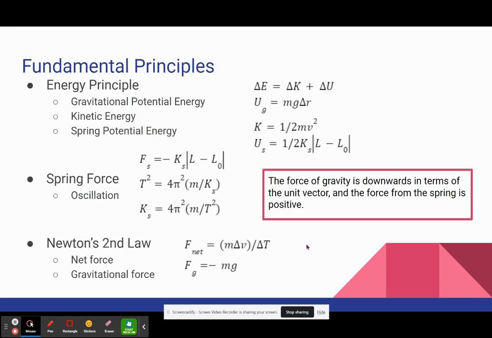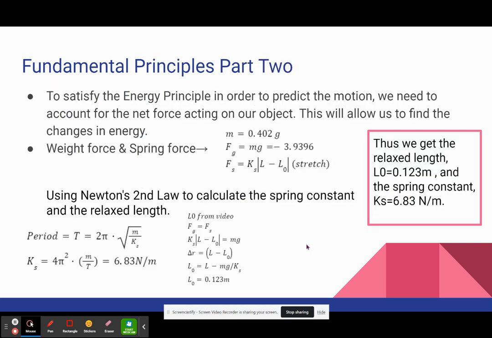Here we have some fundamental principles used throughout the lab. First, we have the energy principle, which involves gravitational potential energy, kinetic energy, and spring potential energy in this particular lab. Please pause the video to see any formulas that we use throughout the code and throughout the lab. In terms of our position vectors, or the force vectors, the force of gravity is downwards in terms of the unit vector, and the force from the spring is positive, just to note that down.